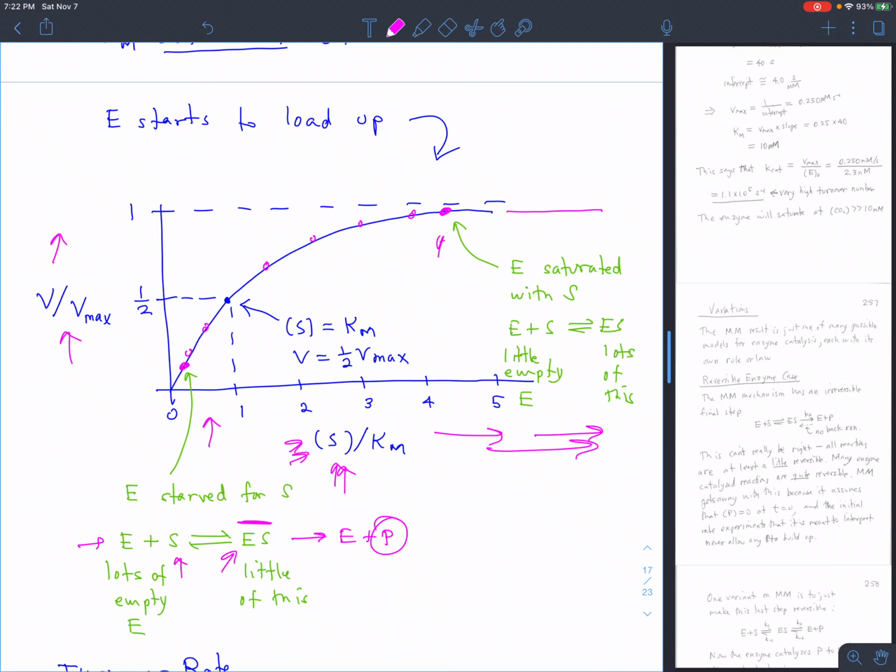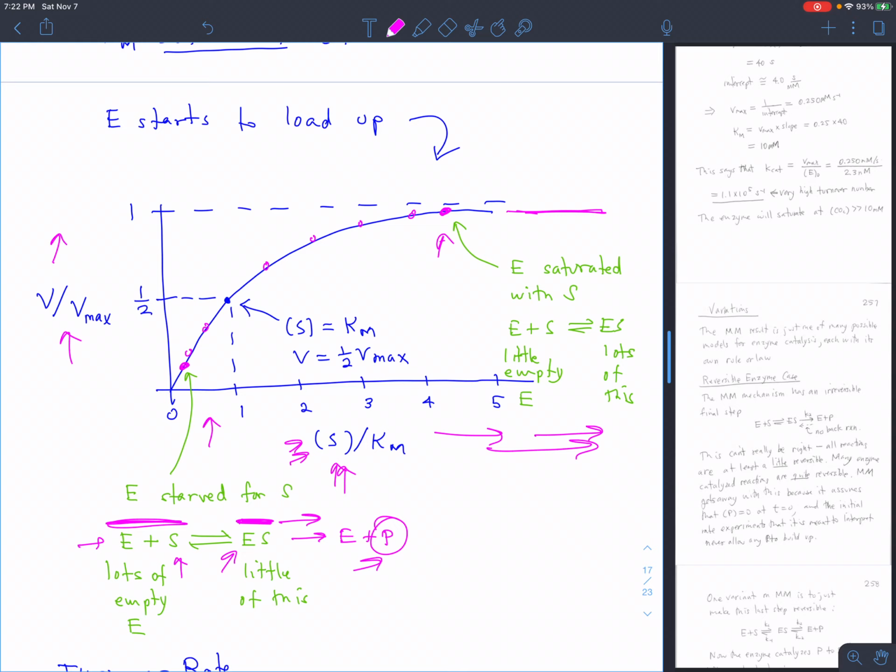On the other hand, if you put a ton of substrate in, then you load this enzyme substrate up completely, and you can't go any faster than that, right? This enzyme substrate complex is now converting substrate to product and releasing it just as fast as it possibly can. Putting more substrate in just clogs up this part of the reaction. So it limits out over here.